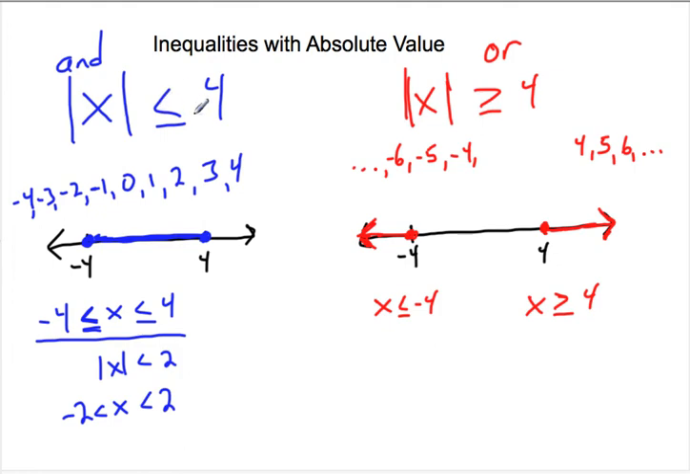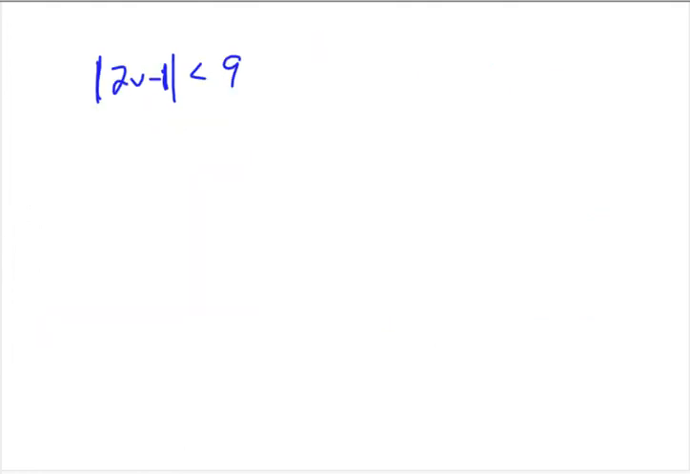Let's try another. Okay, for this one we'll do the absolute value of 2v minus 1 is less than 9. Alright, so the absolute value is already isolated. So now we just have to make our AND or statement. When the absolute value is less than, it is an AND statement. So we have something like this: negative 9, 2v minus 1, and 9.